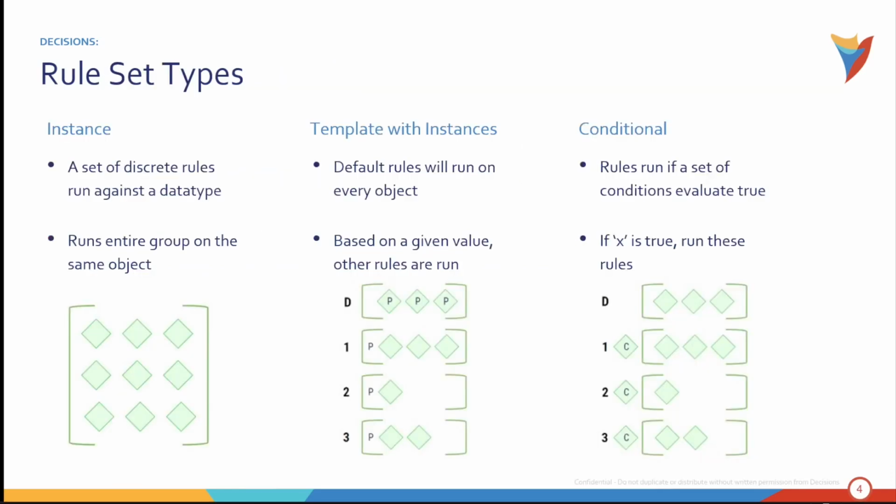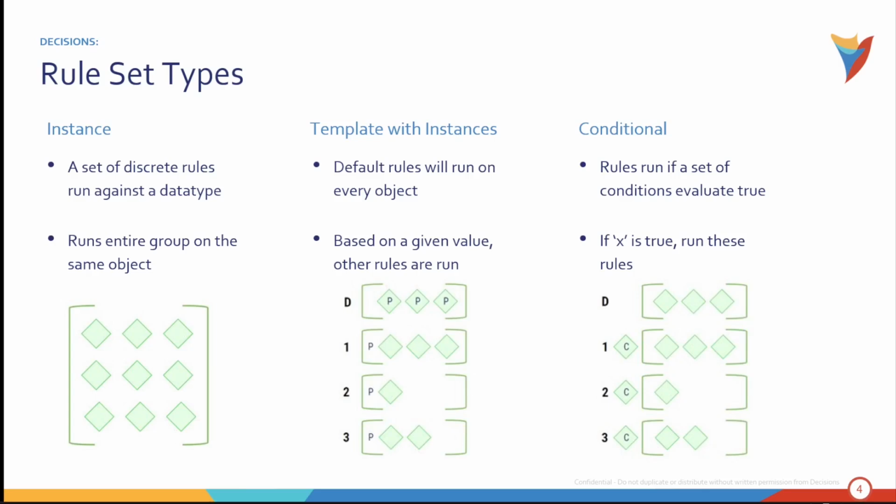Now, something that's going to be important is to talk about the three types of rule sets. Because we're not just running it in one way, there's three different ways that you could have rule sets run. And we're going to take a deeper dive into each of them. The first type of rule set is instances. Instance is just a set of rules. They run on the same object. It's going to run all those rules.